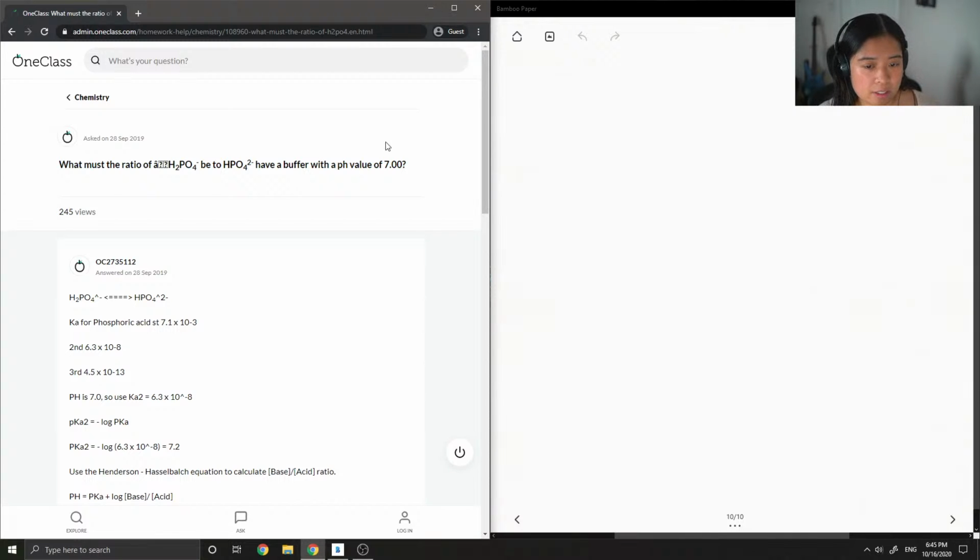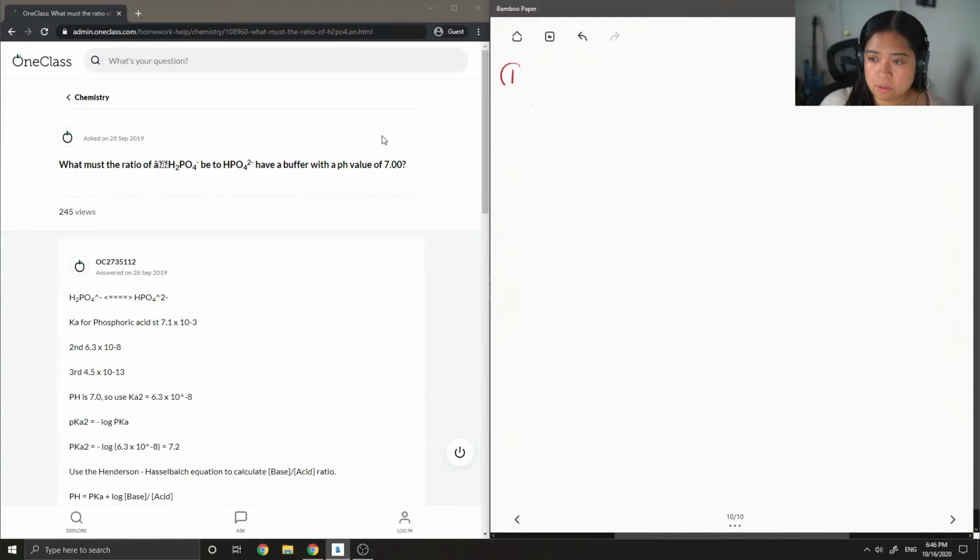Okay, so the first question asks, what must the ratio, I'm assuming that's of H2PO4 minus to HPO4 2 minus be to have a buffer with a pH value of 7? So I'm assuming it just means what should the ratio of those two be to have a buffer with a pH value of 7. Okay, so this is question number 1.